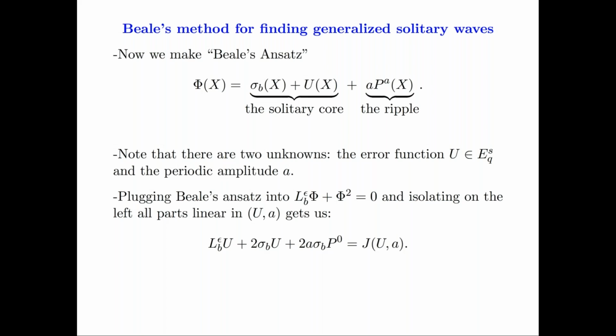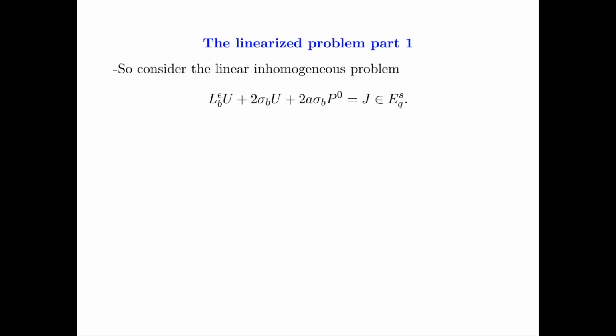It's L epsilon u plus 2 sigma b u plus 2a sigma b p0. Remember, p0 is like that cosine, sigma b is like the sech squared, and then everything else goes into this junk term J. So the right-hand side is all this junk that's nonlinear or small for some other reason. I'm going to act like J is innocuous. I want to solve this equation for u and a simultaneously. Let me act like J is some specified function, and I want to see if I can solve it. I know that if I don't have those other two pieces, L epsilon u equals J, I can't do it because of my solvability condition, but now I've got a slightly different system.